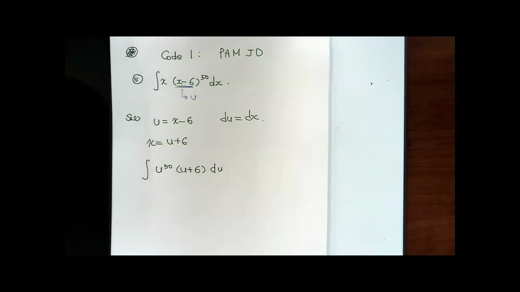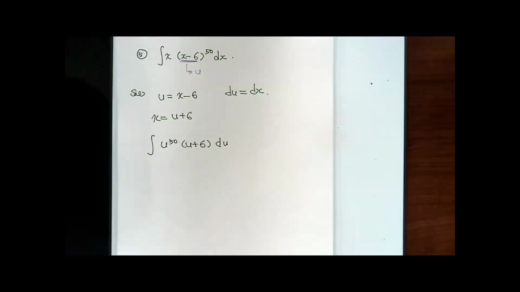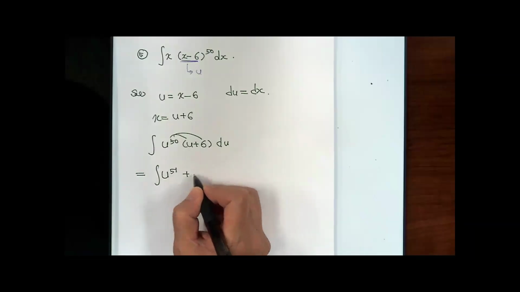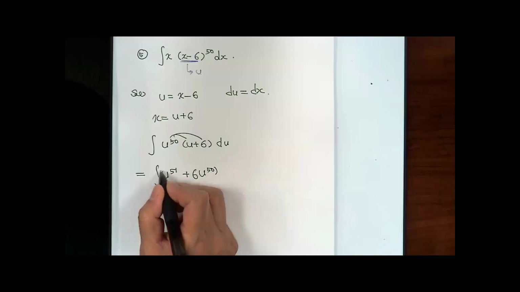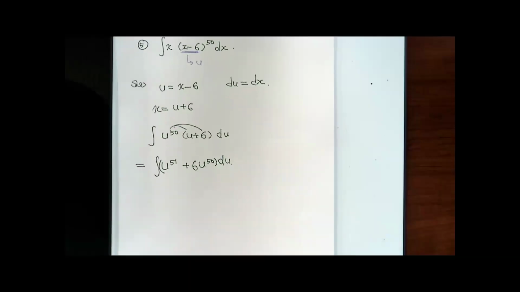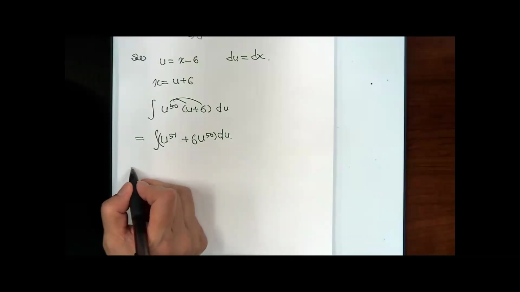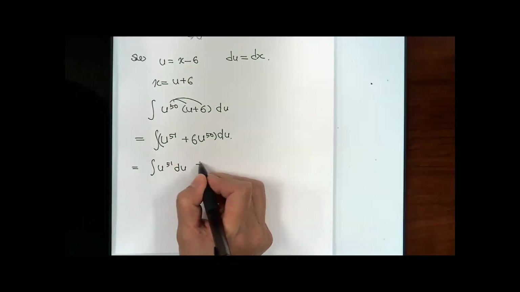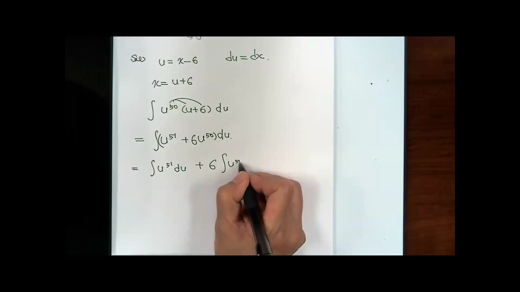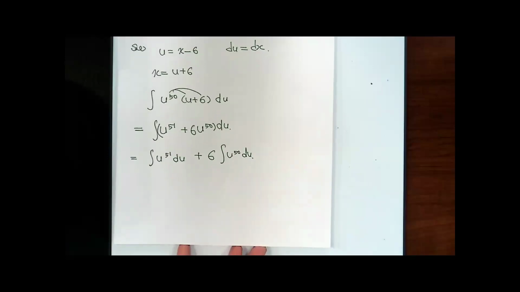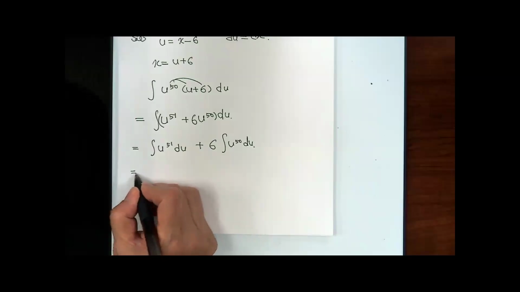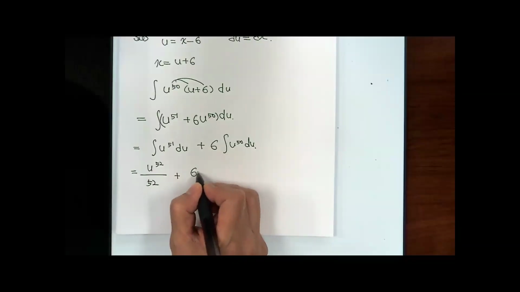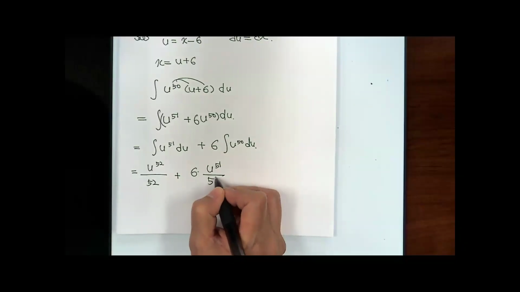Any question? So that is the integration of (u plus 6) times u to the 50th power du, which is u to the 51st power plus 6 times u to the 50th power. So we will just separate like this. That just means we do term by term integration. Then we will have u to the 52nd power over 52 plus 6 times u to the 51st over 51 plus c.